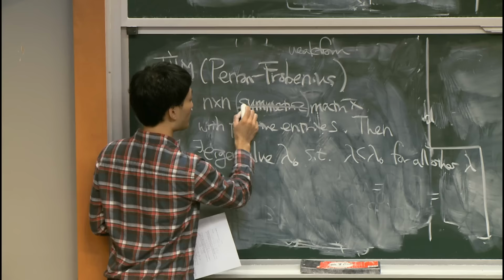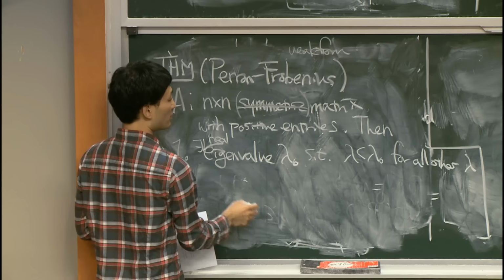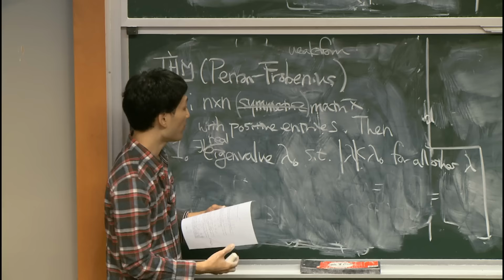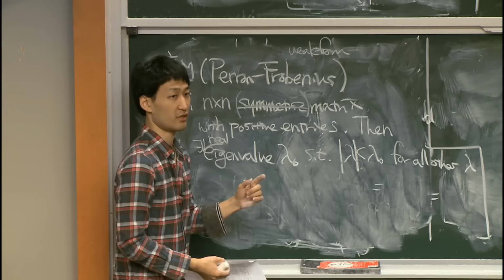So if you have an n by n matrix whose entries are all positive, then there exists an eigenvalue lambda 0, a real eigenvalue, such that the absolute value of all other eigenvalues are strictly smaller than this eigenvalue. Remember that if it's not a symmetric matrix, they can be complex values. This is saying that there's a unique eigenvalue which has largest absolute value. And moreover, it's a real number. Okay. Second part.